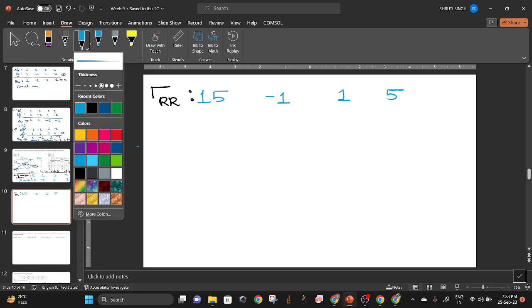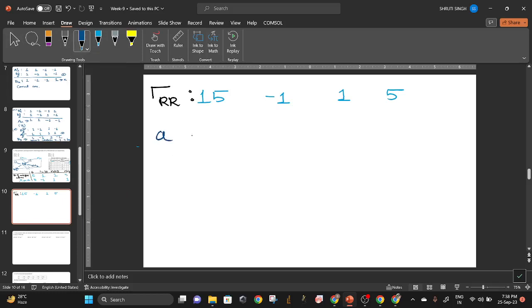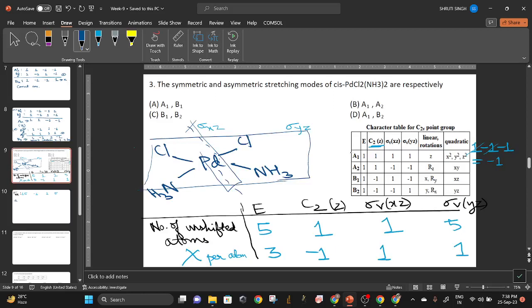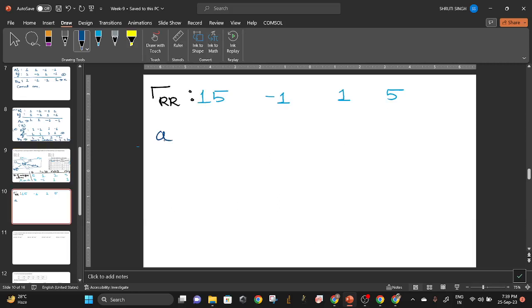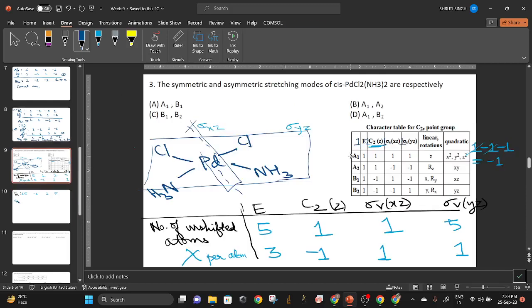I have to break it into irreducible components. First we need to find the contribution of each normal mode. First is A1, then we find A2, then B1, then B2. Four times we have to do it. And what is the order here? We need the order for this formula. Order is the sum of these coefficients. Here all the coefficients are 1, so 1 plus 1 plus 1 plus 1, the order is 4. So the contribution of A1: let me put this character table here.